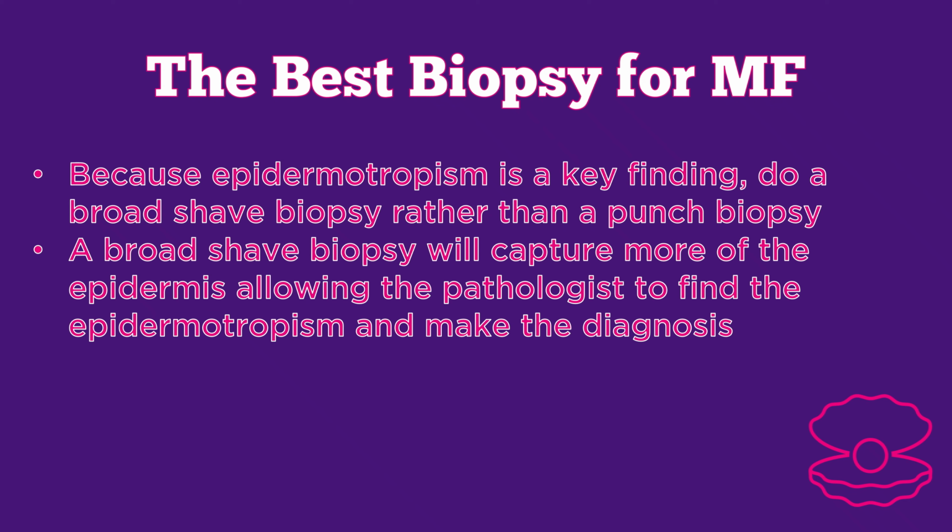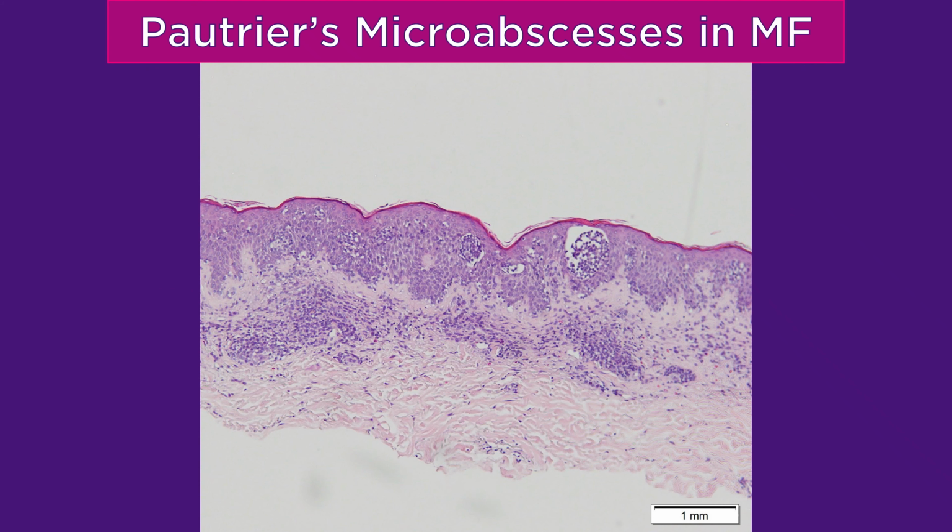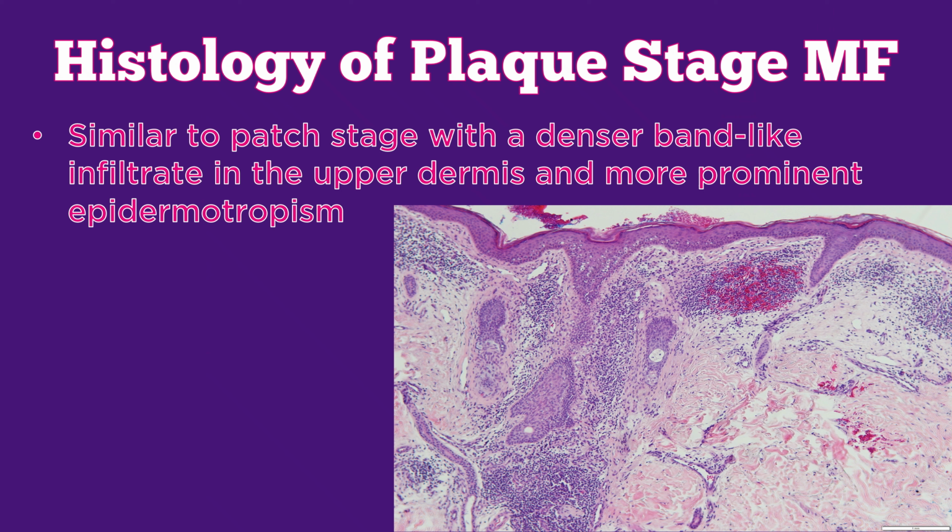Besides epidermotropic lymphocytes, MF will also have atypical lymphocytes with large, hyperchromatic nuclei that can appear in clusters in the epidermis, known as Pautrier's microabscesses. In addition, papillary dermal fibrosis can be present as well. So in plaque stage MF, lesions have similar histo findings to patch stage, except that there is a more dense, band-like infiltrate in the upper dermis and more prominent epidermotropism.